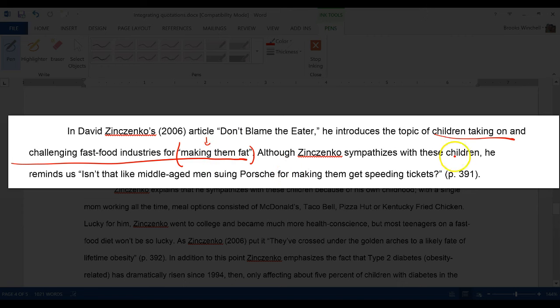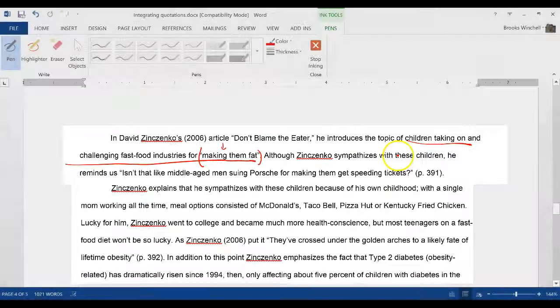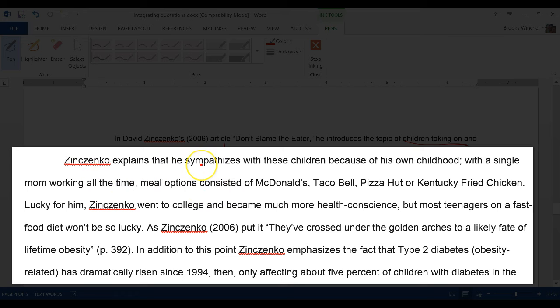Although Zinczenko sympathizes with these children, he reminds us, isn't that like a middle-aged man suing Porsche for making them get speeding tickets? And so this is page 391. So she quoted this because she likes Zinczenko's comparison between middle-aged men suing Porsche for getting speeding tickets. And she probably thought that it was said perfectly and she didn't want to restate it, so she puts it in the direct quotes. Nice. Zinczenko explains that he sympathizes with these children because of his own childhood. With a single mom working all the time, meal options consisted of McDonald's, Taco Bell, Pizza Hut, or Kentucky Fried Chicken.